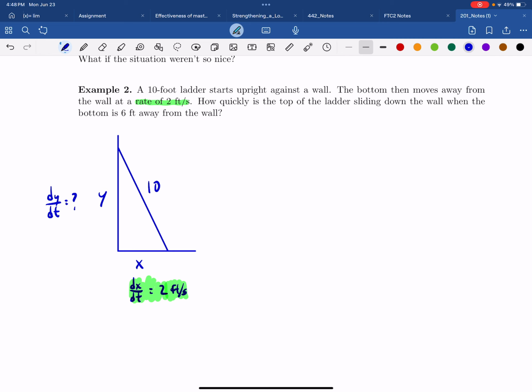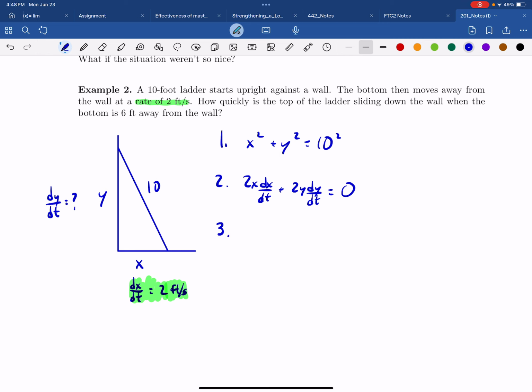So we need to follow the steps, right? Step 1, write an equation that relates x, y, and 10. What do you think that is? That's right, it's the Pythagorean theorem. x squared plus y squared equals 10 squared. Step 2, implicitly differentiate it with respect to t. 2x dx over dt plus 2y dy over dt equals 0. Right? The derivative of a constant is always 0.